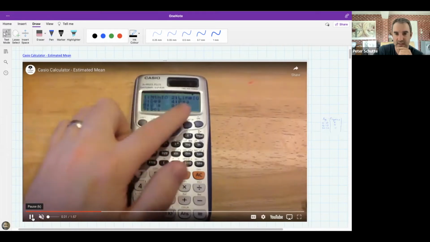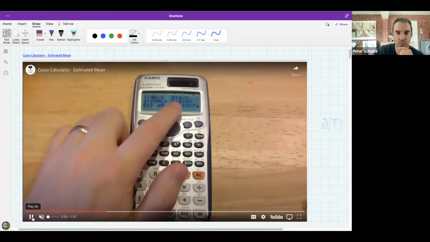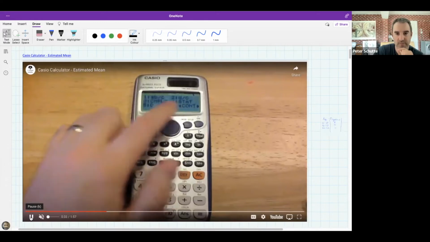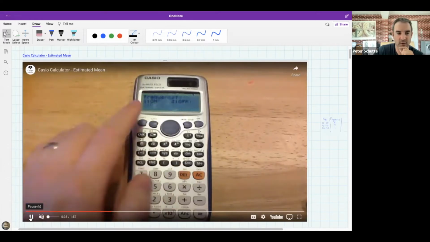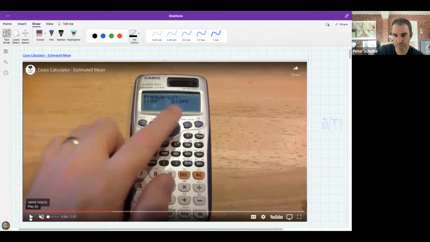So we'll see that in a second. And it's almost like a magical menu pops up where you have stat. And then you hit 4. And then you get the choice of frequency on or off. So what we'll do at that point is we just go frequency on by clicking 1.